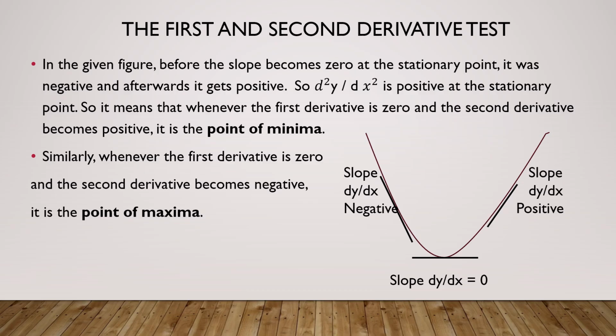So when you calculate d square y by dx square, it will be positive at the stationary point. Because when you find out the derivative, that second derivative will be positive at that point. Correct? Because it goes from negative to positive. So it means that whenever the first derivative is 0 and the second derivative becomes positive, it is the point of minima. Similarly, whenever the first derivative is 0 and the second derivative becomes negative, it is the point of maxima.